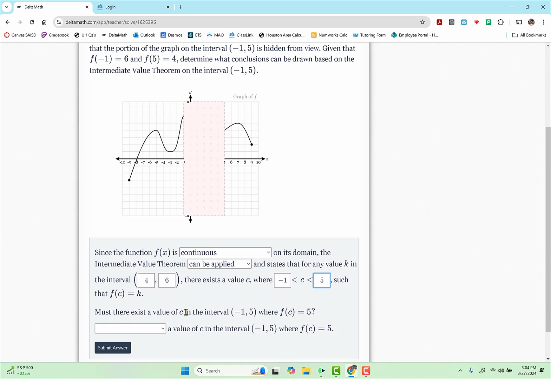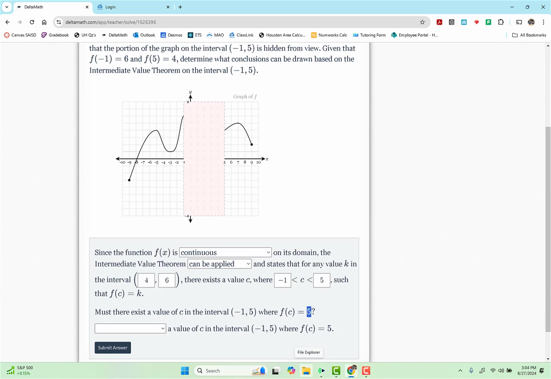All right, must there exist a value c on the interval negative 1 to 5 where f of c equals 5? Well, my y values hit all values between 4 and 6. Intermediate value theorem applies. You can be 5. 5 is possible. Do you guys see that? But what if they would have told you 7? Would 7 be possible? You're not going to say it's not. You're just going to say maybe you hit it, maybe you don't. But the intermediate value theorem does not apply because it only applies for 4 to 6.